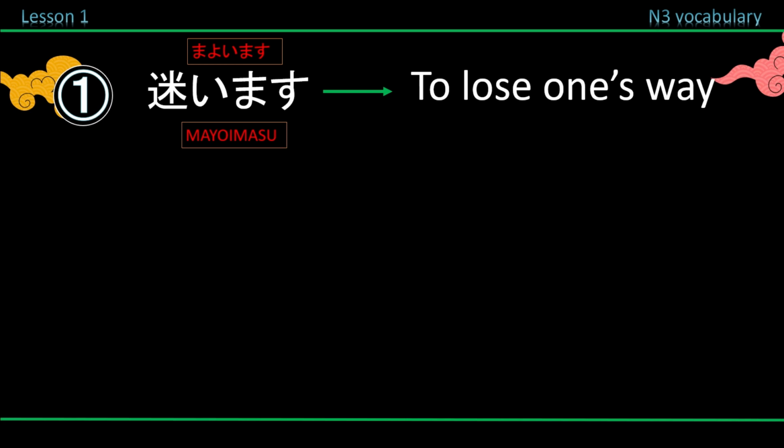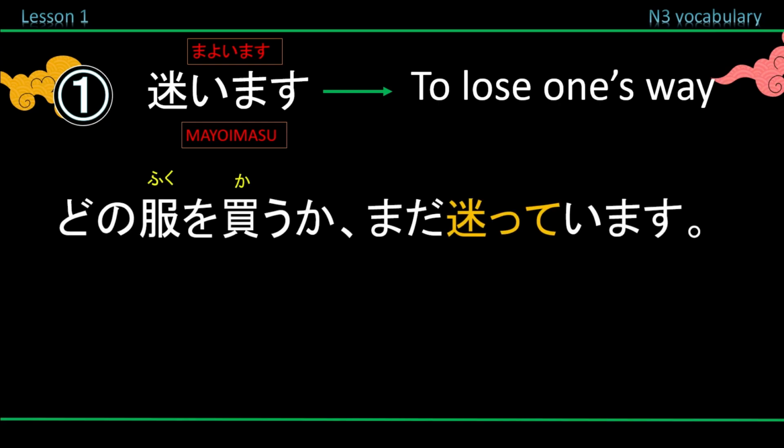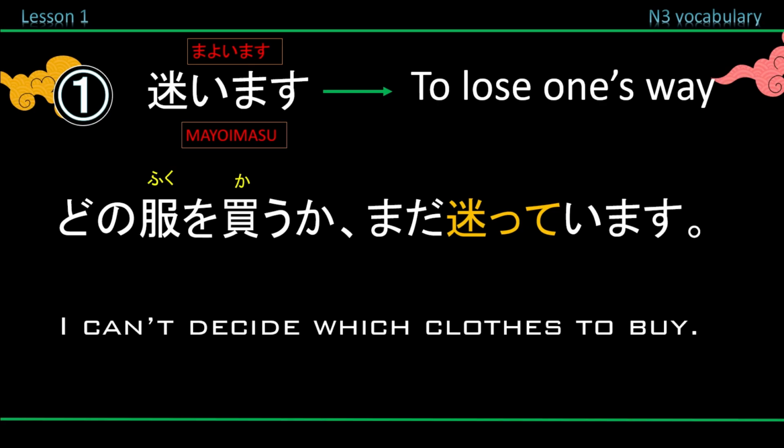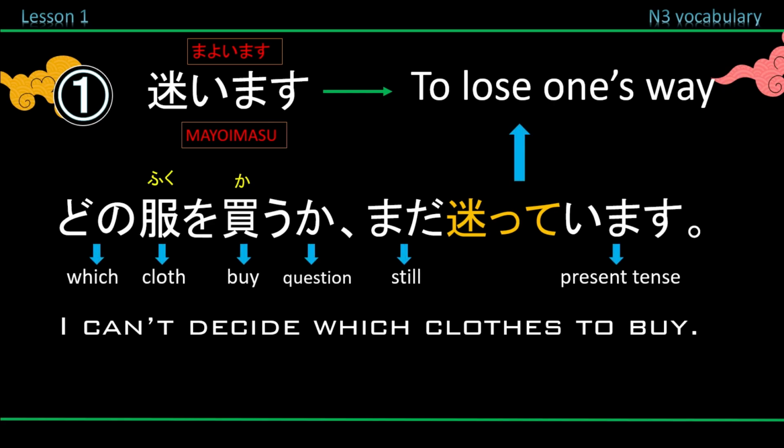Our first word today is 迷います. It means to lose one's way or to be unable to decide. So here is an example sentence. どの服を買うかまだ迷っています. So what does this mean? In English, it means I can't decide which clothes to buy. On the screen, you can see the meanings of the individual words used in this sentence. Since you are at the JLPT N3 level, don't try to translate everything word by word. Instead, focus on understanding the sentence structure and how the words come together to express one clear idea.